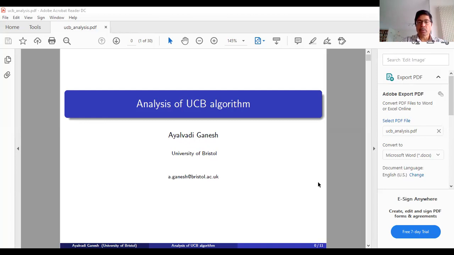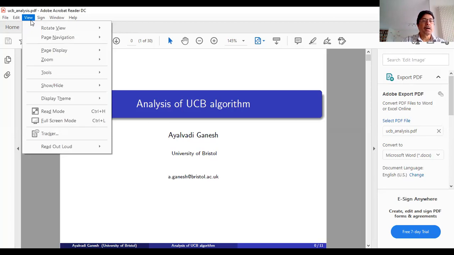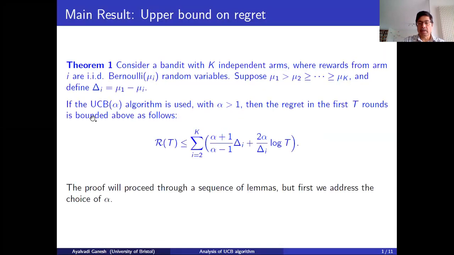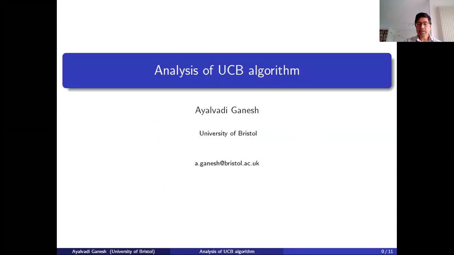So just to recall very quickly, the set of assumptions we have. We have K Bernoulli arms. The UCB algorithm works as follows. It plays each arm once to start with.